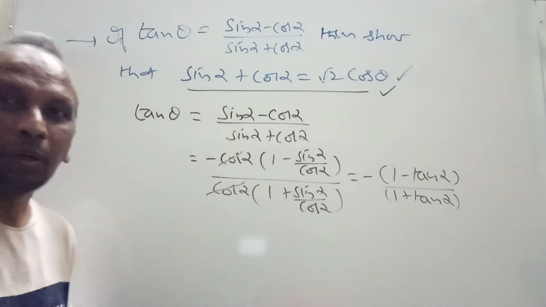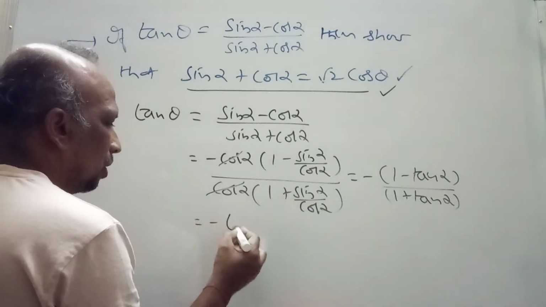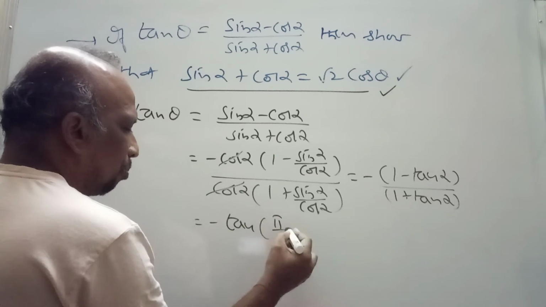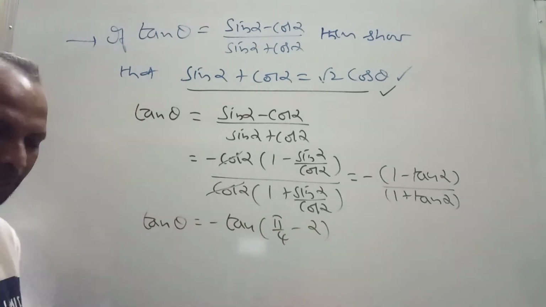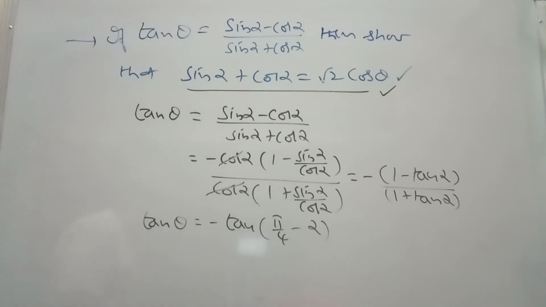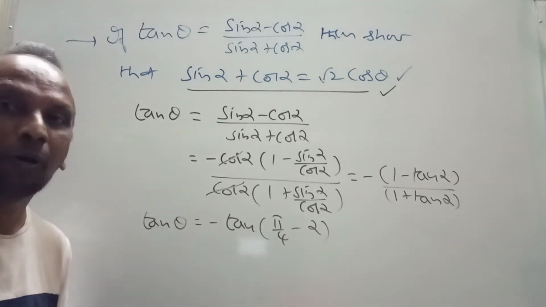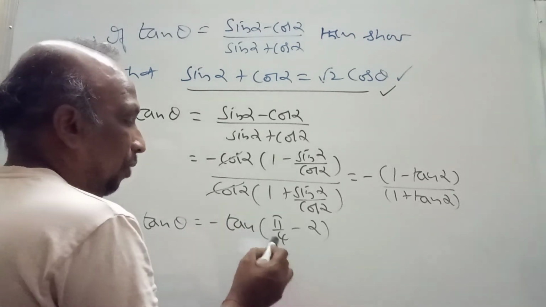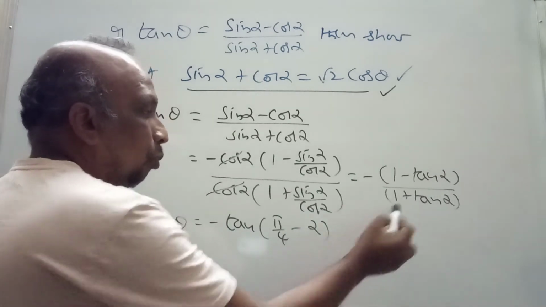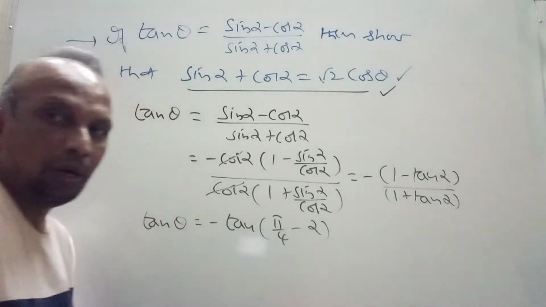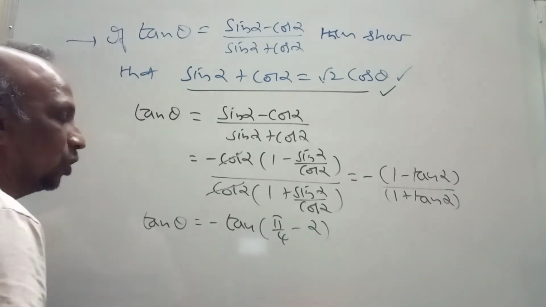So you can observe here, this is a formula, this is nothing but minus tan of pi by 4 minus alpha. We have tan theta equal to minus tan of pi by 4 minus alpha. How do you know this? You can verify: tan 45 is 1, so (1 minus tan alpha) by (1 plus tan 45 tan alpha). If I expand this, it will be equal to this. So here we have minus tan theta.